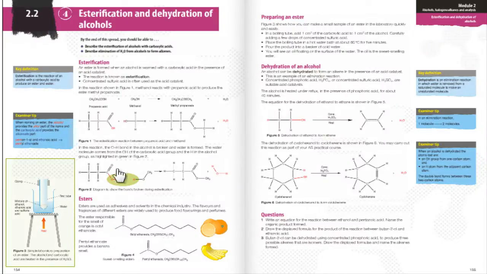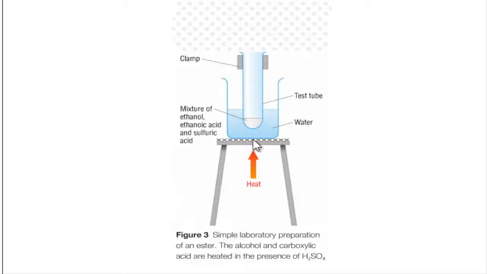Looking at the textbook here, I can show you the apparatus for making an ester. You just have the mixture of sulfuric acid, ethanoic acid and ethanol, and then you put it in the water, and the water heats up your mixture, and then the ester is formed. No evaporation should occur, as the boiling point of water is 100 degrees Celsius, and the only thing that should be evaporating off is water when it becomes steam.